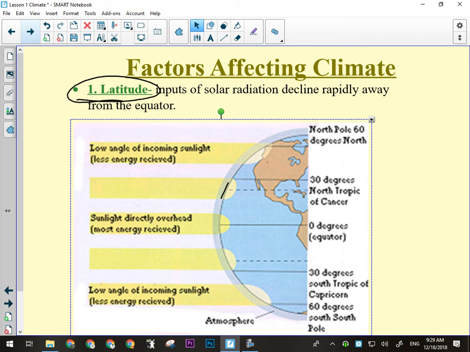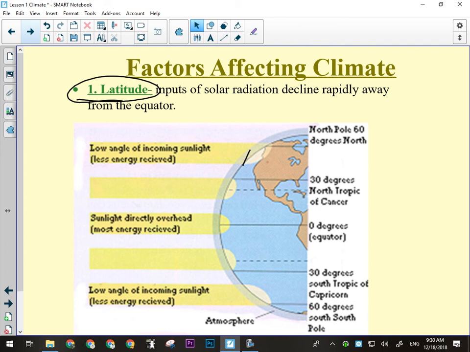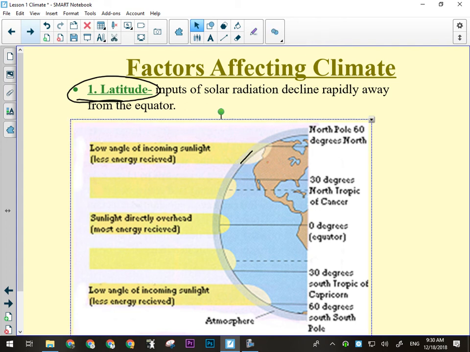Okay, so it's going to be cooler in that place because the sunshine isn't as intense or direct. And it gets worse the further away you go. Right, that same amount of sunshine is now covering an area almost twice as large as it was at the equator. Okay, everybody with me there?